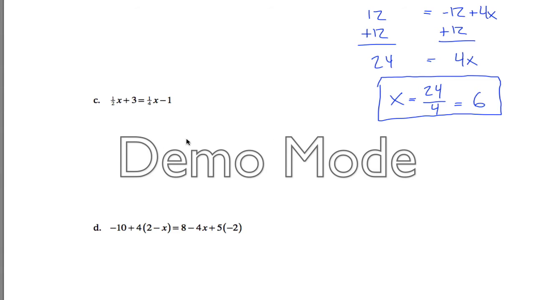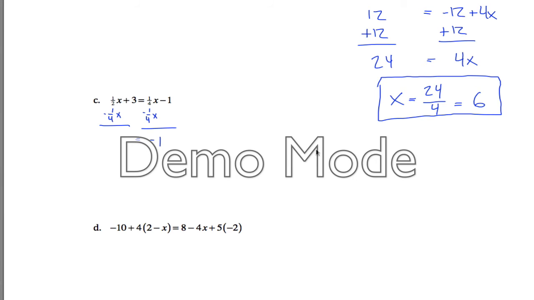Alright, next one, the fraction problem. I know people aren't too fond of fractions, but we can figure this out. The basic idea is the same. Get all the x's together on one side of the equation. So we want to subtract 1/4 x from both sides of the equation. The hard part is figuring out what that leaves us. On the right side here, it's easy. These cancel out and we're just left with the negative 1. But on the left side, it's a little bit hard.